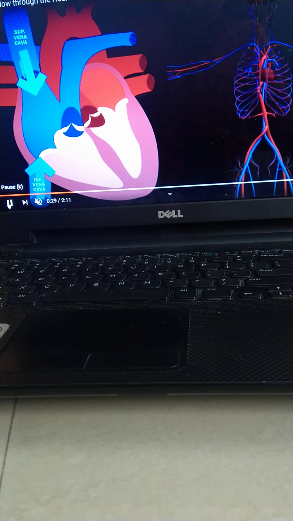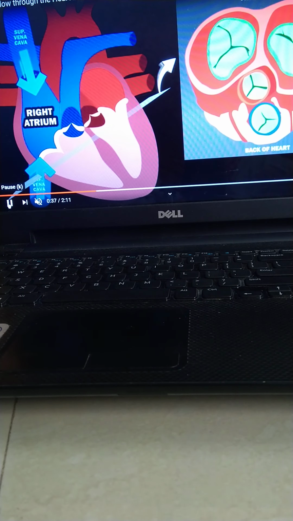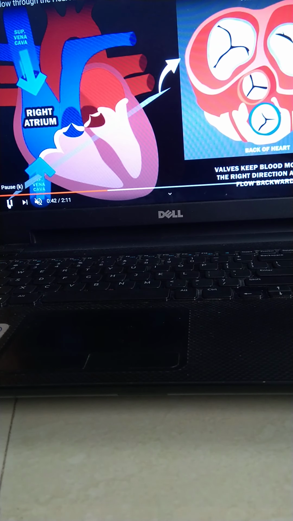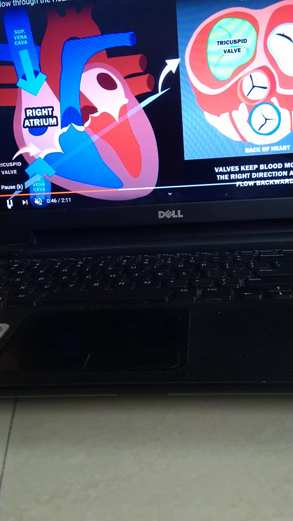The heart is enclosed in a double layered membrane called the pericardium. The space between the two membranes is filled with the pericardial fluid, which keeps the heart moist and reduces friction between the heart wall and the surrounding tissues when the heart beats.